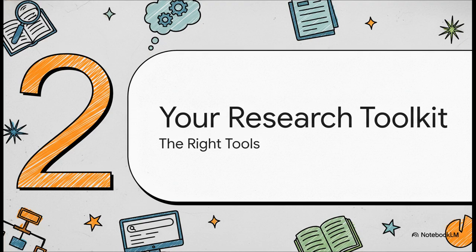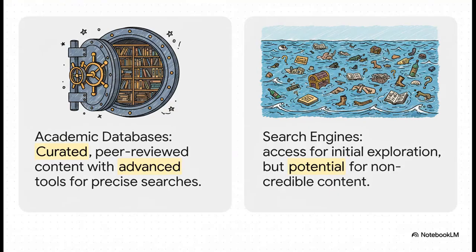Okay, so now that we know what we're looking for, the next big question is, where do we find it? This brings us to section 2, your essential research toolkit. It's all about choosing the right tools for the job. Now, this is a really important distinction. You might think, why can't I just use Google? Well, a general search engine is fine for getting a quick lay of the land. It's accessible, sure. But there's no quality control.